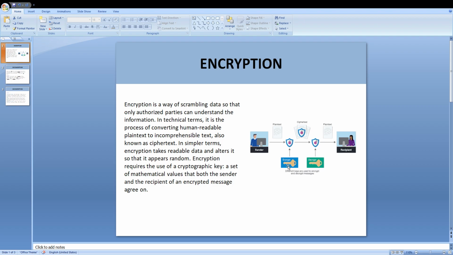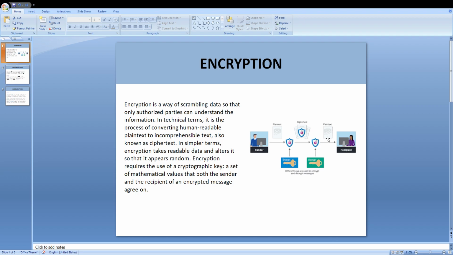By using the encryption key, he will encrypt the data and make it a ciphertext. Now the receiver can use the decryption key to decrypt the data. So the only purpose of encryption and decryption is that only the authorized person can access the data. Encryption is basically hiding the data and making some algorithm through which only the authorized person can access the data.